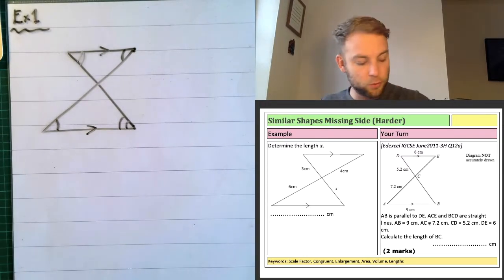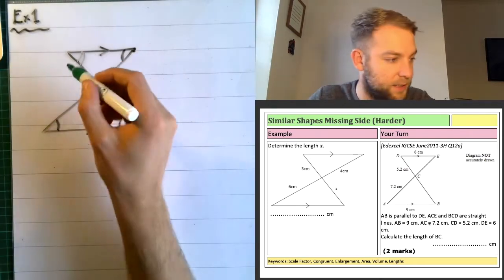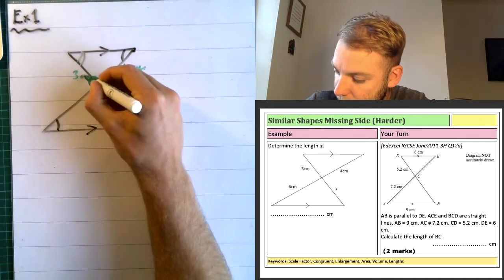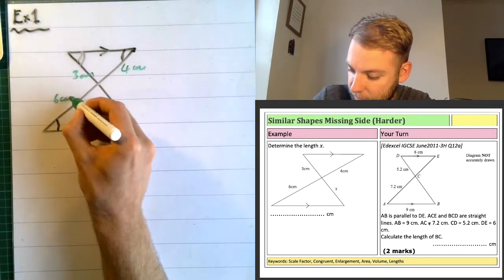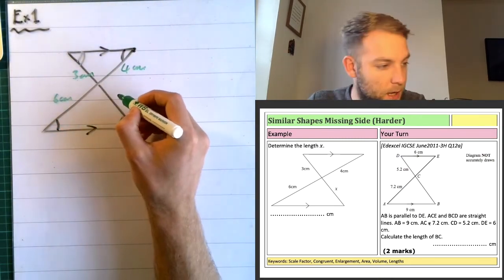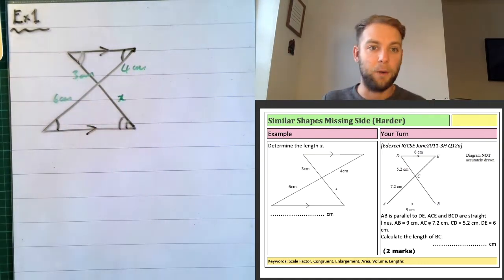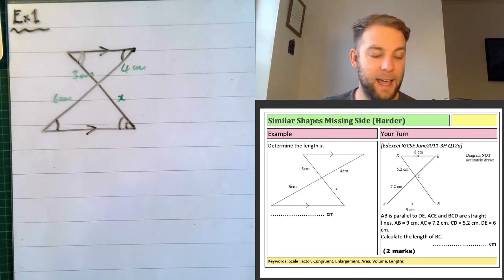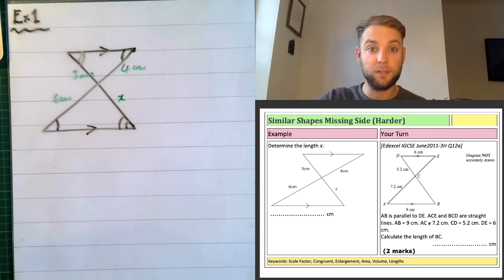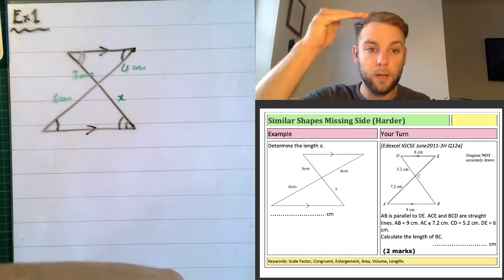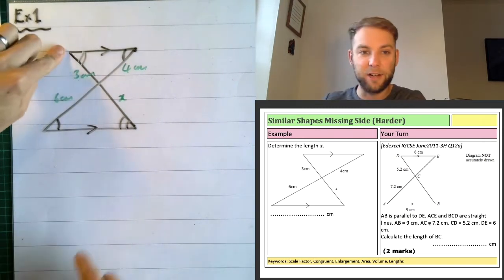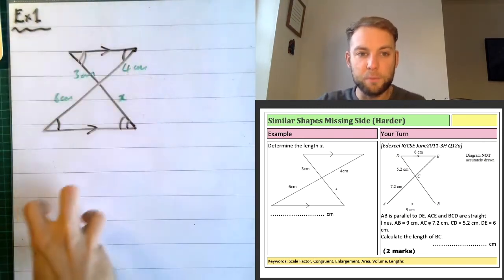So let's draw some of our detail onto this. So we've got 3 over here, we've got 4 over here, we've got 6 here, and we've got x over here. And we're trying to find out what x is. Now, the problem we've got with this is that yes, we've got two similar shapes, one on the bottom and one on the top, but we need to make sure that we've got the similar shapes next to each other. Now you notice that this angle here is the same as this angle here, so I can't just move it down.